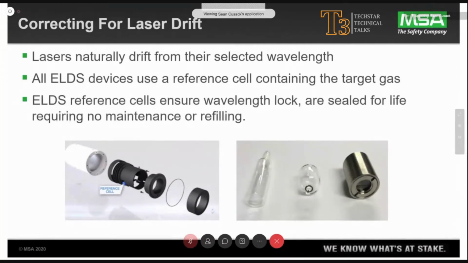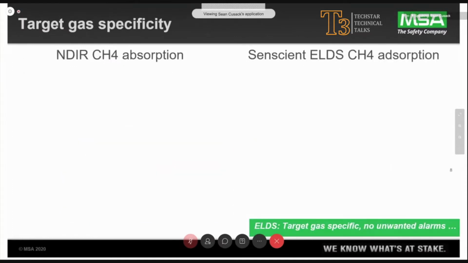The ELDS reference cells ensure wavelength lock and are sealed for life, requiring no maintenance or refilling. We utilize appropriate material depending on the gas, so there'll be no degradation of the material and potential leaking of the gas. So as you can imagine, if you had ammonia or something reactive like HF, there would be concern, but we use appropriate material so that those gases will not affect them.